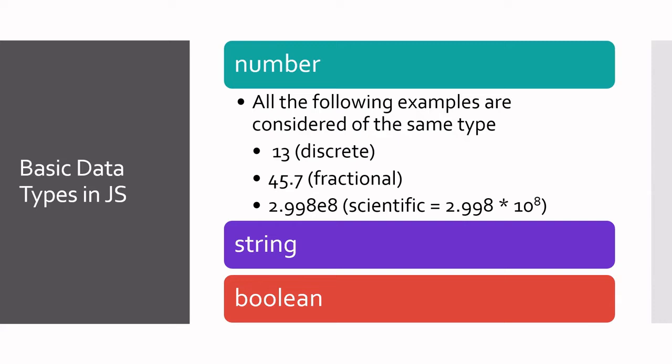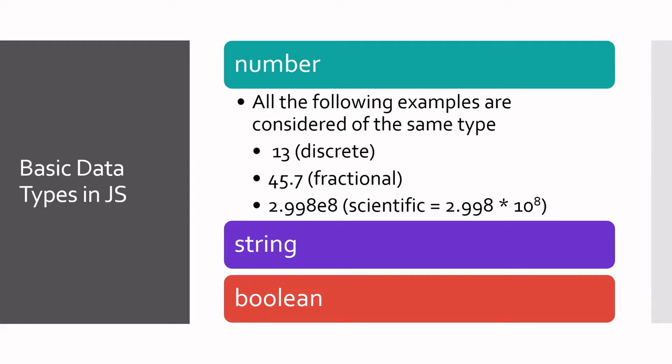We only have a number, and this number data type represents any numeric value. Either it is discrete, like what is in Java an integer, or fractional, so there's a decimal point, or scientific. So we see this here. That means this number multiplied by 10 to the power of e. Either these values are considered under the data type number in JavaScript.